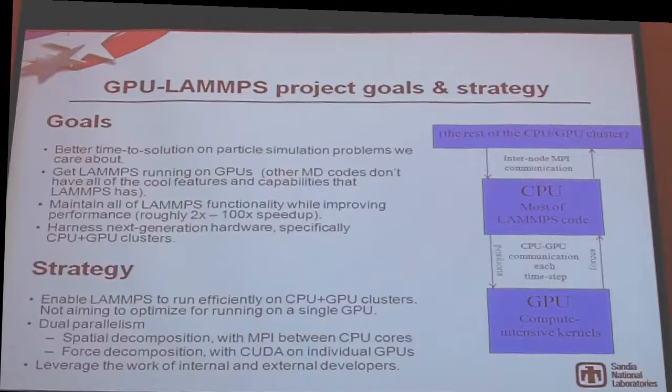In particular, we would just really like to harness the next generation hardware, specifically CPU, GPU clusters. So our strategy is not aiming to push the entire LAMMPS code onto a single GPU, but we're really targeting CPU, GPU clusters. And we would like to do this by doing what I'll call a dual parallelism. Spatial decomposition, like LAMMPS has always done, with MPI between the CPU cores, but then do another layer of parallelism, of force decomposition, with CUDA on the individual GPUs. And of course, we like to leverage the work of internal and external developers, which we've done.